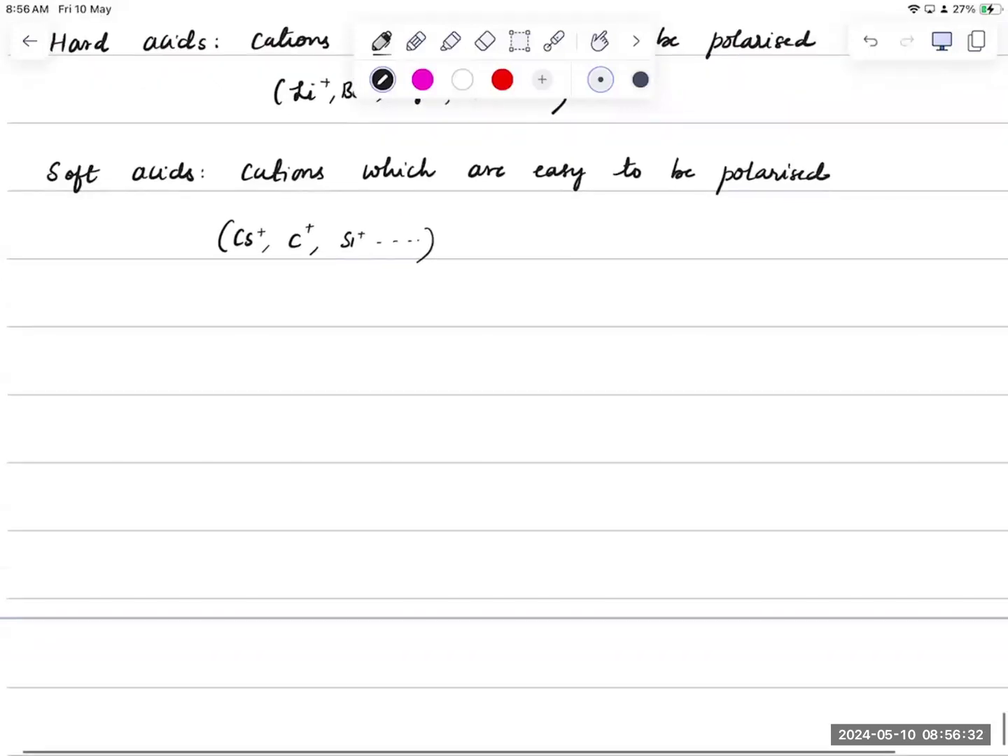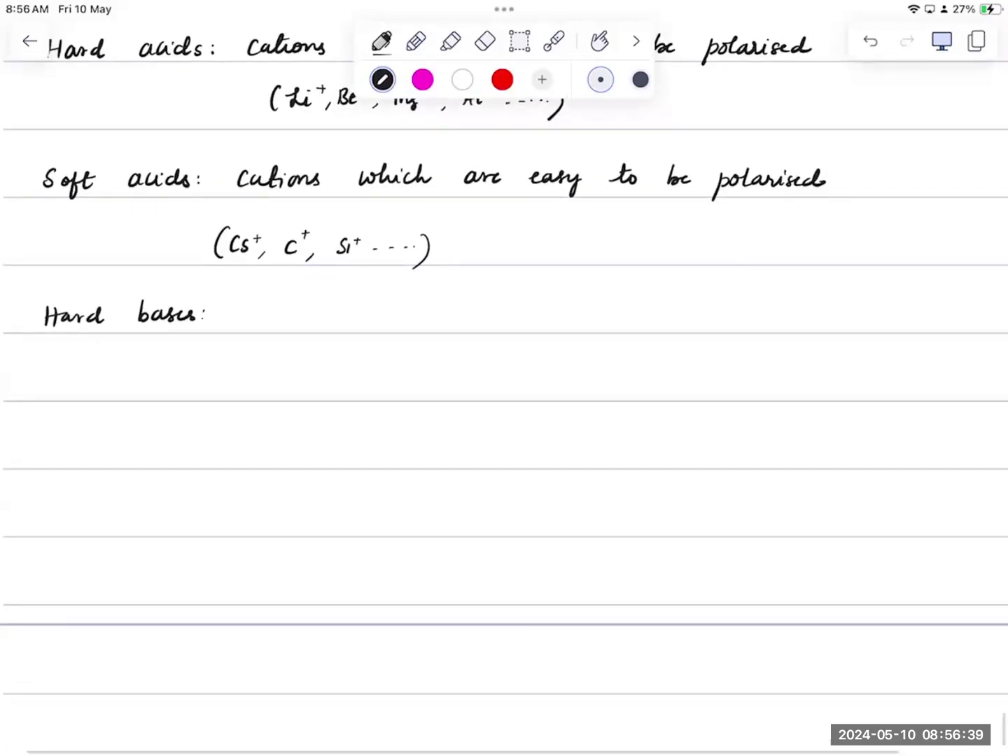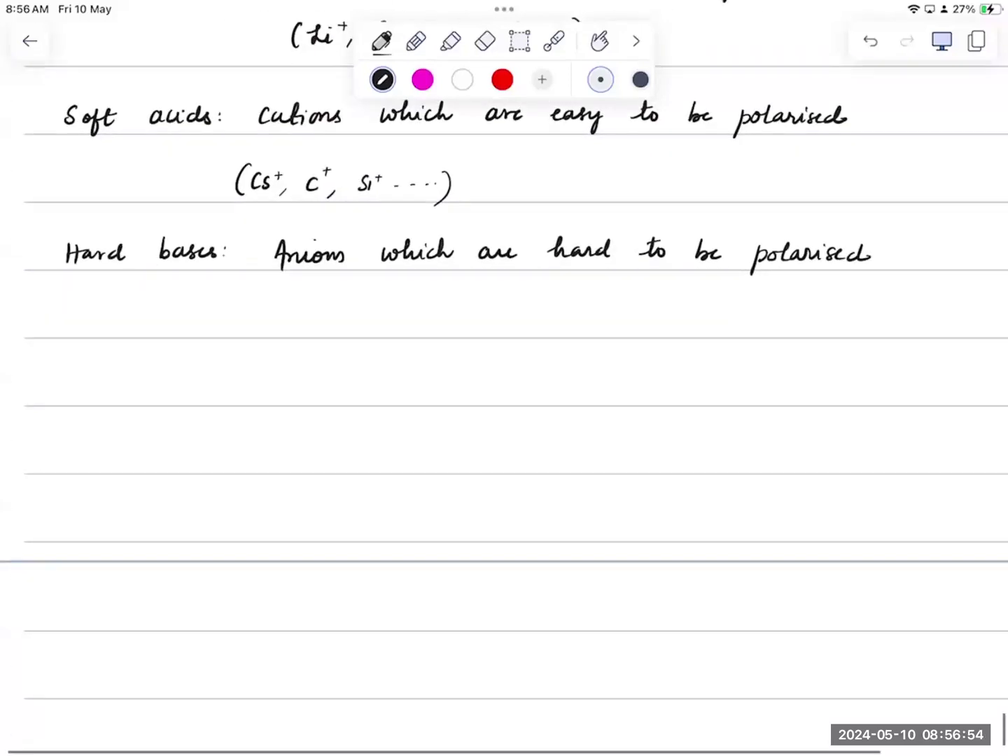Next, hard bases. Hard bases are anions which are hard to be polarized. For example, F minus, OH minus. These are very small size ions. So when you have small size ions, it is very difficult for them to get polarized.